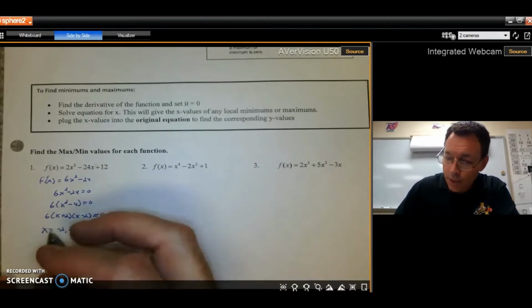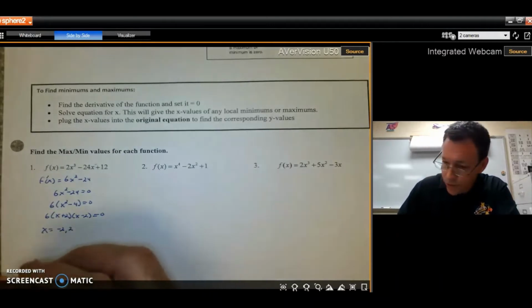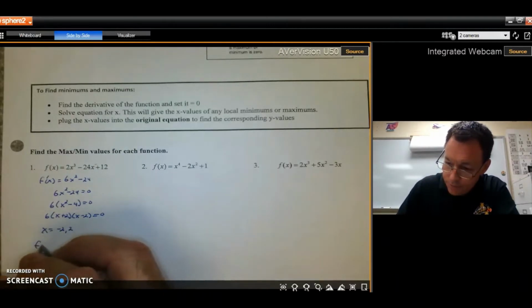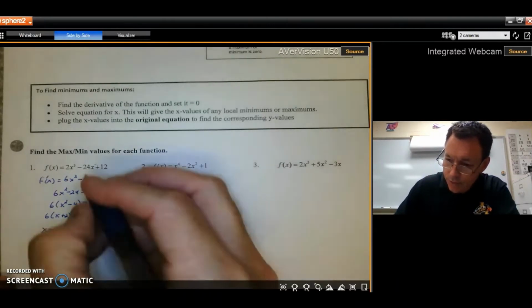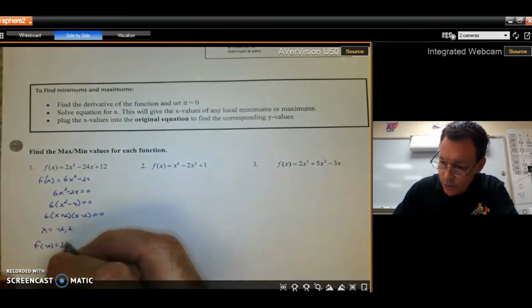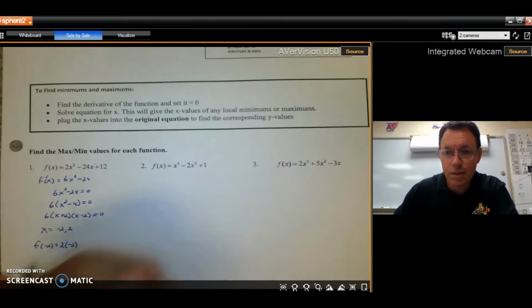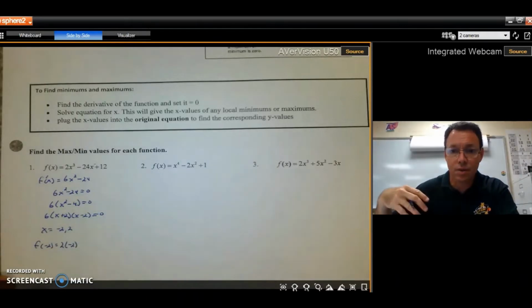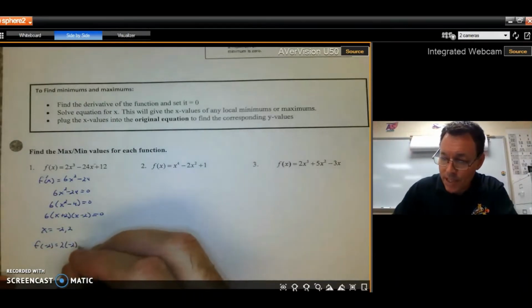So now we're going to plug them into the original function. I'm going to put f of negative 2 into this function. So 2 times negative 2 cubed. These are the x values. Now we're trying to find what those y values are. What are the minimum or maximum values?